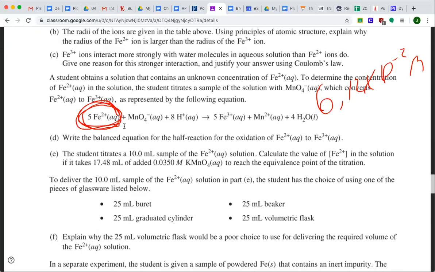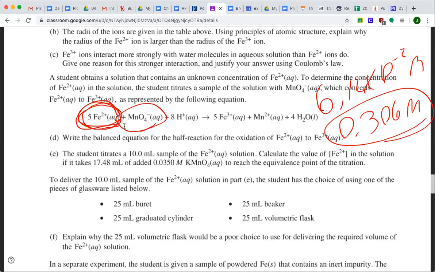You get 5 moles of iron 2 plus titrated for every 1 mole of permanganate. So you have to actually multiply that value by 5. So if you multiply that by 5, you get 0.306 molar. Okay, and that's actually your answer.